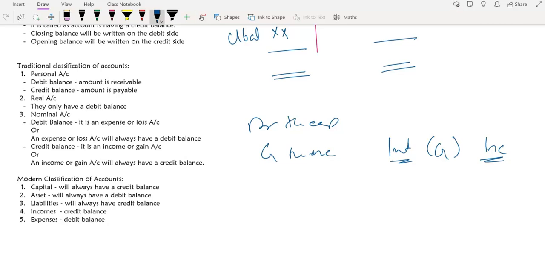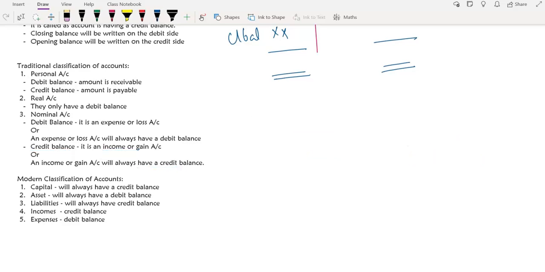Okay, so for the nominal account, debit balance means it is an expense or loss, or vice versa, we can say expenses or losses will always have a debit balance. And credit balance, if a nominal account is showing credit balance, it is an income or gain, or vice versa, I can say income and gain will always have a credit balance. Okay, now from the modern classification, it is very simple. Capital, income and liabilities, all these, the nature is for the increase credit them, for the decrease debit them.